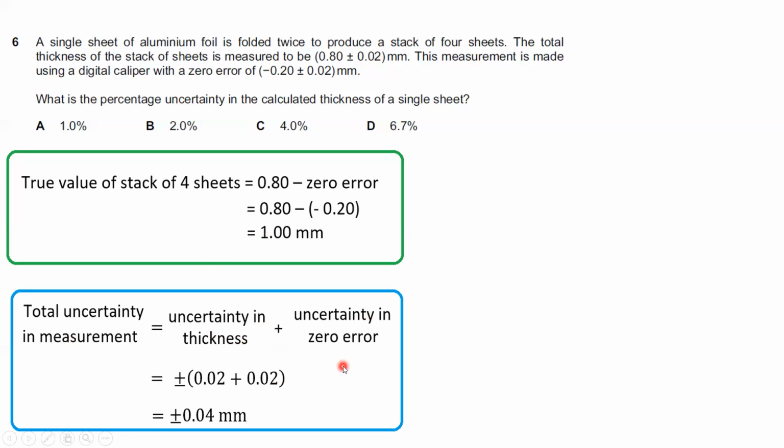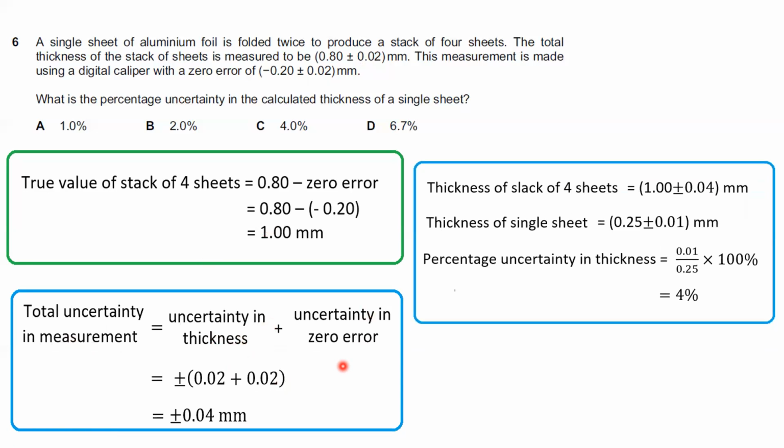Now, this is for the stack of 4 sheets. We need to identify for the single sheet. So what we have to do, we have to divide our true value as well as our uncertainty by 4. So the thickness of single sheet is 1 divided by 4, you get 0.25 plus or minus uncertainty 0.04 divided by 4, you get 0.01.